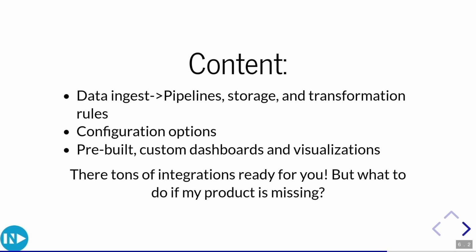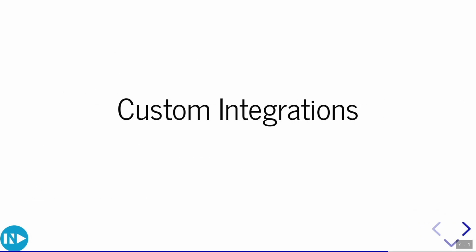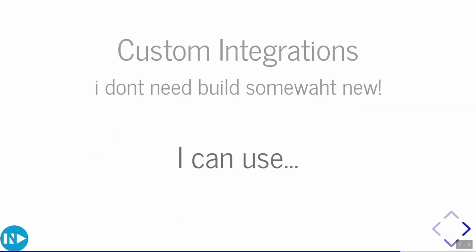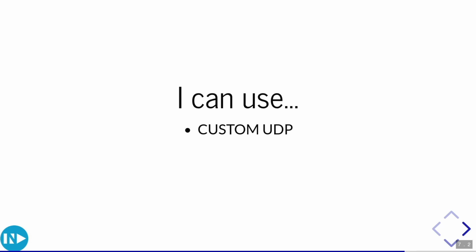But what to do if my product is missing? For example, a different kind of switch-producing company, something else than Cisco, or whatever kind of product. You can use custom integrations. Don't be afraid of that. You don't have to build your own package, because you can reuse custom UDP, custom TCP, and custom logs, for example. They are already there.